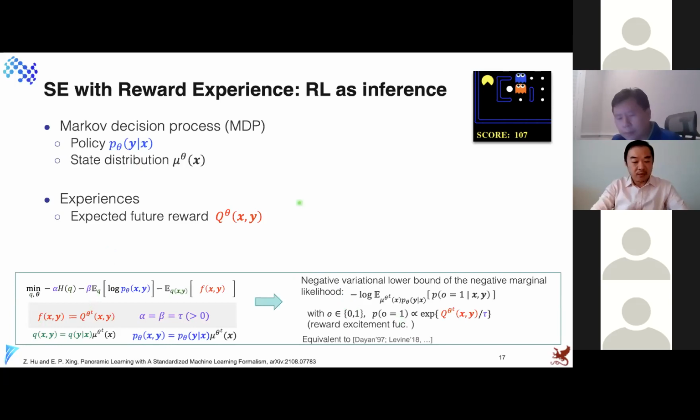In fact, if you take a different form of the reward, such as an exponentiated form of the reward, then you can also derive a policy gradient algorithm using this standard model.